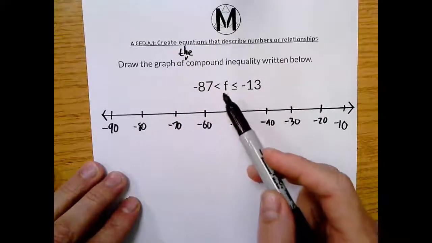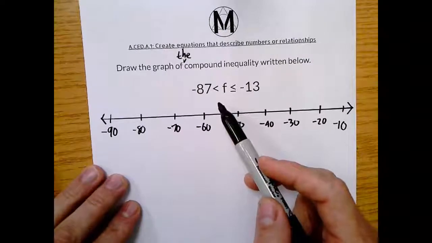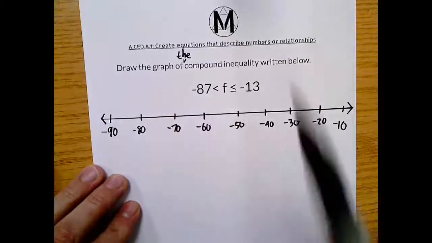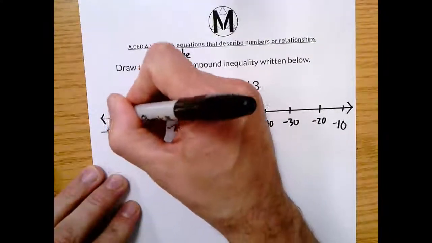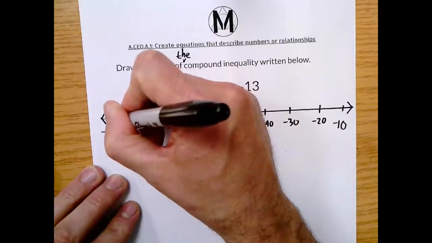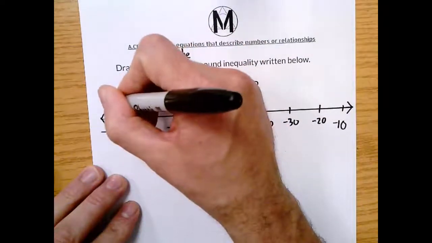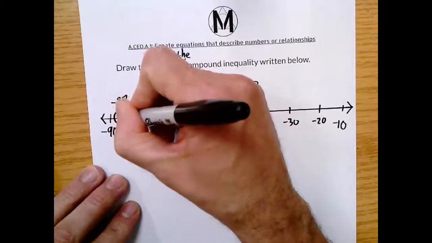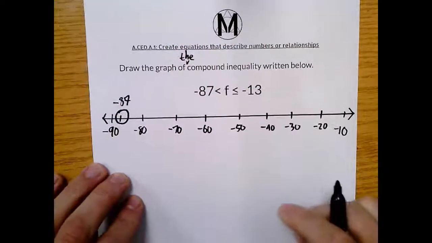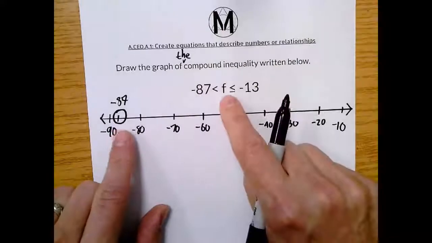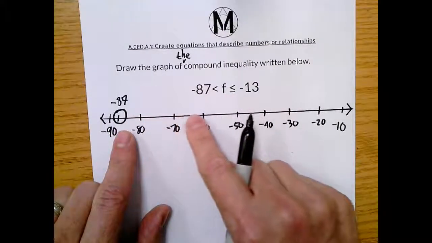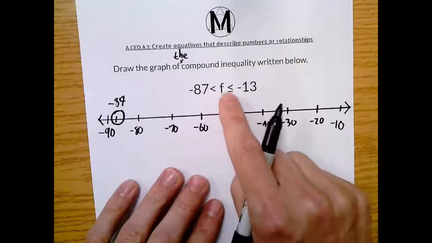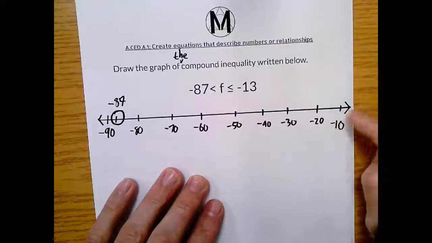Okay, so let's put this here. Negative 87. You can see here there is not a greater than or equal to sign. It does not include negative 87, so I make an open circle. So what I'm going to do is I'm going to mark it, and you know what, I'll write it on top so it's very clear what I'm talking about. So we have negative 87, and I'm going to make a nice open circle, okay? So f must be greater than this. So all of this could be f, okay? But then it stops because f has to be smaller than or equal to negative 13.